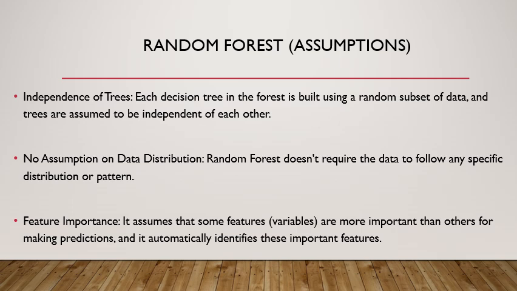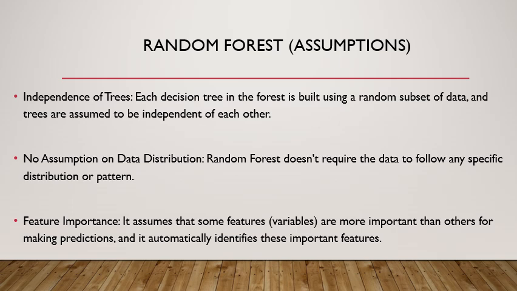Feature importance. It assumes that some features are more important than others for making predictions, and it automatically identifies those important features. Here, a data set contains lots of features, but only a few features are helpful for our prediction to solve our problem. At that time random forest automatically identifies those important features and uses them to make predictions.